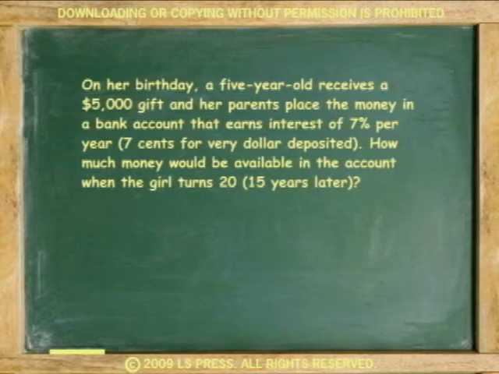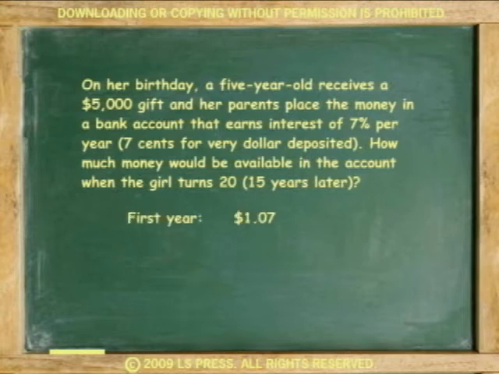Let's see an example for exponential growth. On her birthday, a 5-year-old received a $5,000 gift and her parents placed the money in a bank account that earns interest at 7% per year. This means that every year she will receive 7 cents for every dollar deposited. How much money would be available in the account when the girl turns 20, or 15 years later?